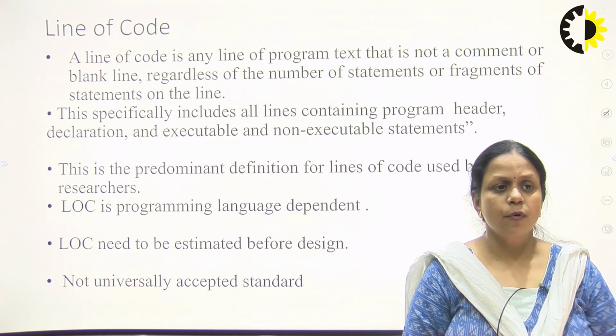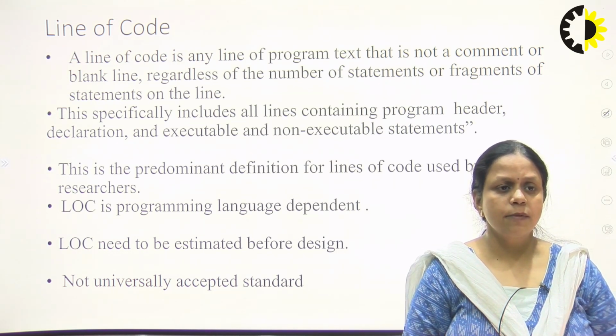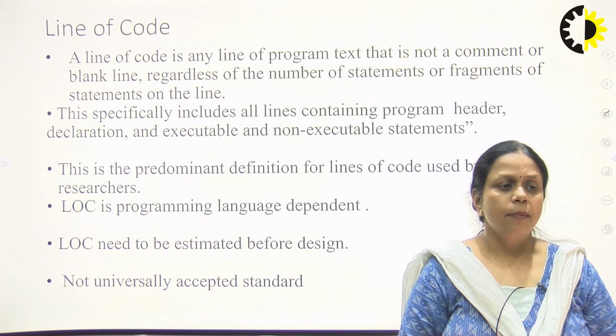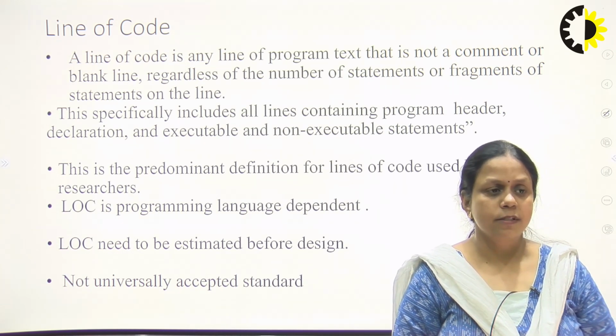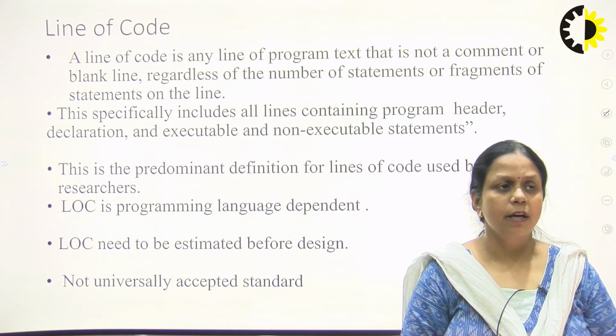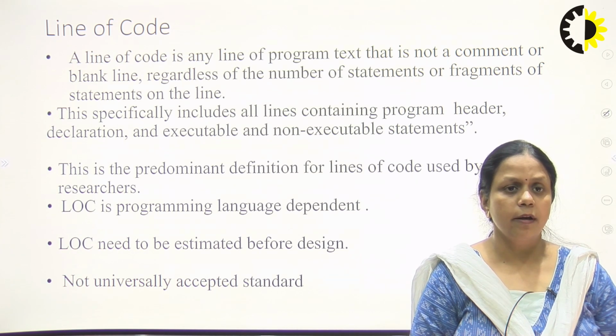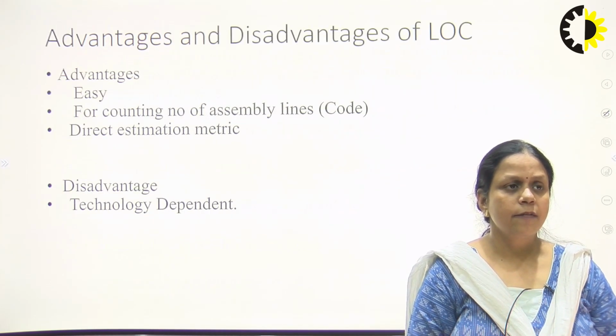Line of code is programming language dependent. Line of code needs to be estimated before design, but this technique cannot be accepted universally because it has many drawbacks. That is why we have another technique which is very important and crucial. The next technique is function point.